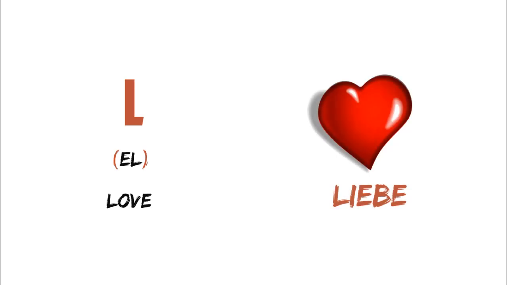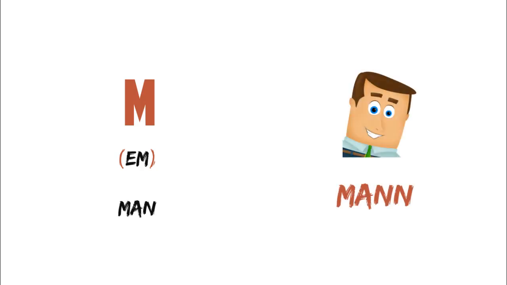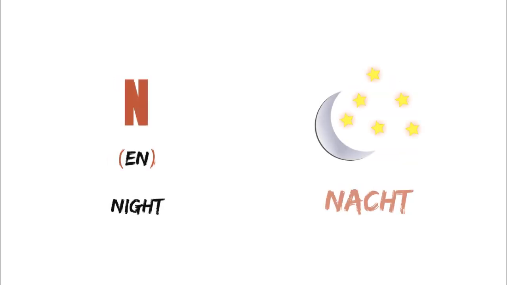The next letter is L, which is pronounced like the L in the word love, and the German word for L is Liebe, which means love. Our next letter is M, which is pronounced like the M in the word man, and the German word for M is Mann, which means man. The next letter is N, which is pronounced like the N in the word night, and the German word for N is Nacht, which also means night.